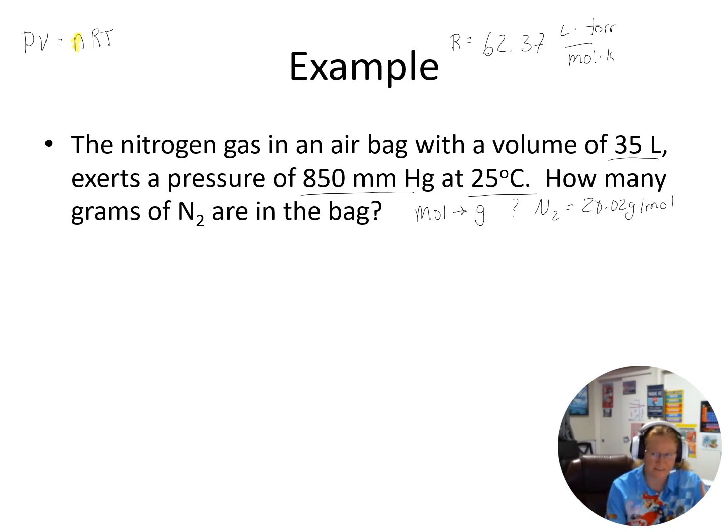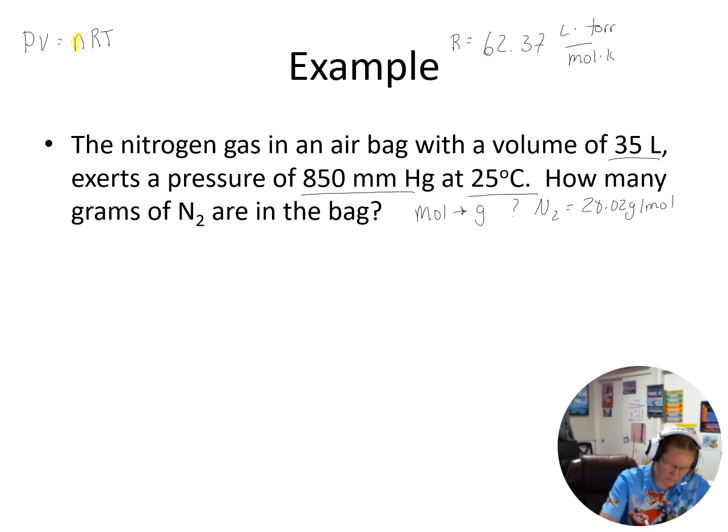Okay, so try this. All right, I want you to try this one on your own. Define your variables. Okay, put everything in the correct units. So there's at least one thing you're going to need to convert. And then try to solve first for the moles and then do your moles to grams conversion. All right, let's see how you did.